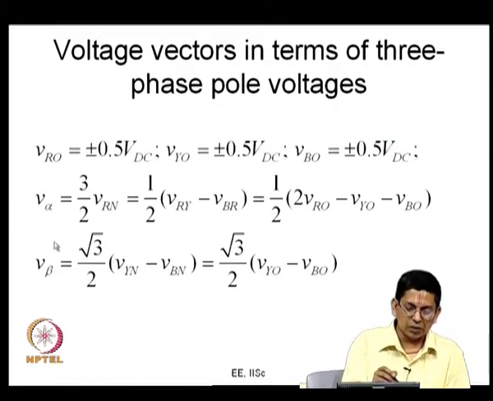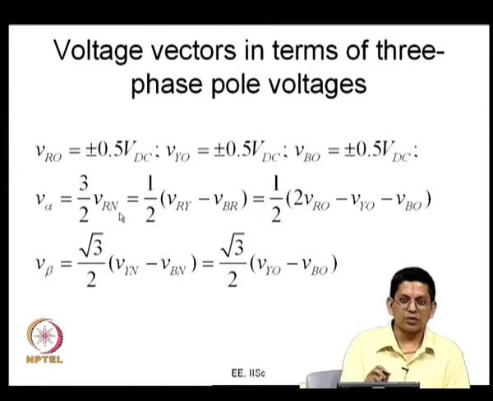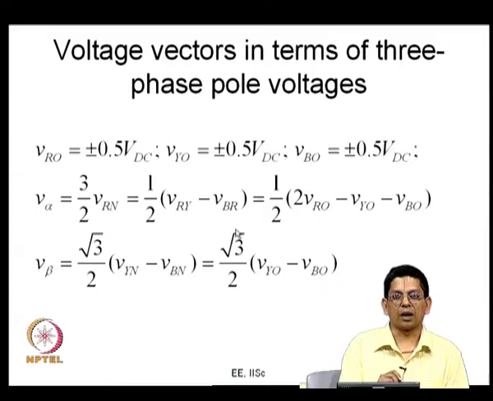So, now the space vector transformation is V alpha is equal to 3 by 2 times VRN. What is this VRN? You can express this in terms of VRY and VBR. VRN can be taken as 1/3 of VRY minus VBR when you talk of balanced loads. So, your 3 by 2 VRN becomes half of VRY minus VBR. So, once you have this, VRY is VRO minus VYO. Similarly, VBR is VBO minus VRO. So, if you plug in those, you get half of 2 VRO minus VYO minus VBO. This is your V alpha.